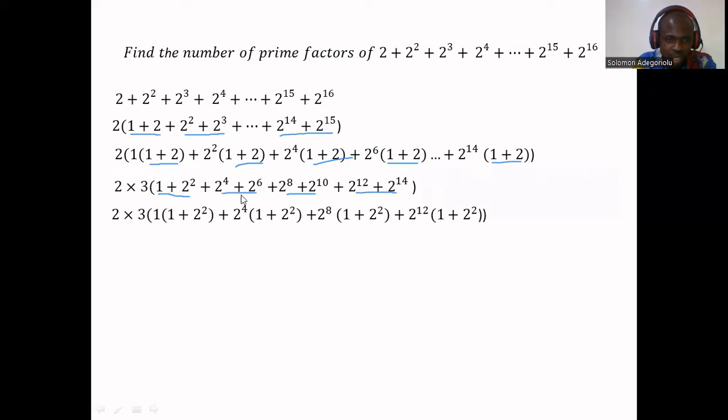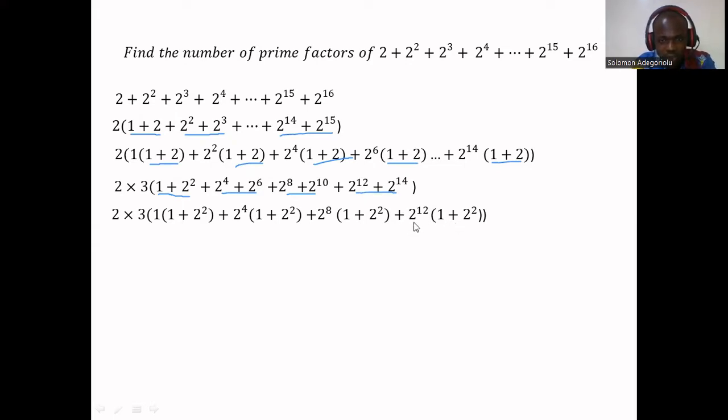Between these two, 2 raised to power 4 plus 2 raised to power 6, 2 raised to power 4 is common, and we're left with 1 plus 2 raised to power 2. If you multiply this 2 raised to power 4 times 1, that's going to give you 2 raised to power 4. 2 raised to power 4 times 2 raised to power 2 will give you 2 raised to power 6. Then the next thing between 2 raised to power 8 plus 2 raised to power 10, we're going to have 2 raised to power 8 as a common factor, where we have 1 plus 2 raised to power 2 in the bracket, and which is also the last one here.